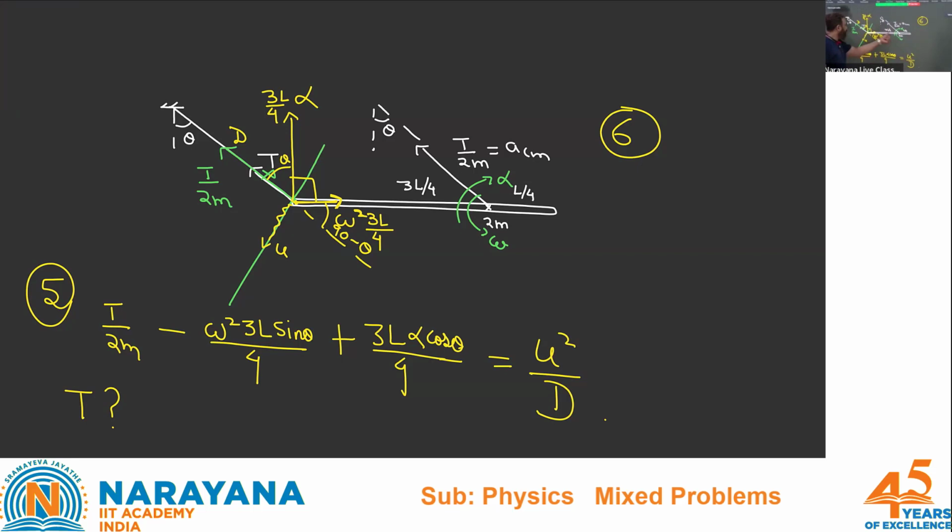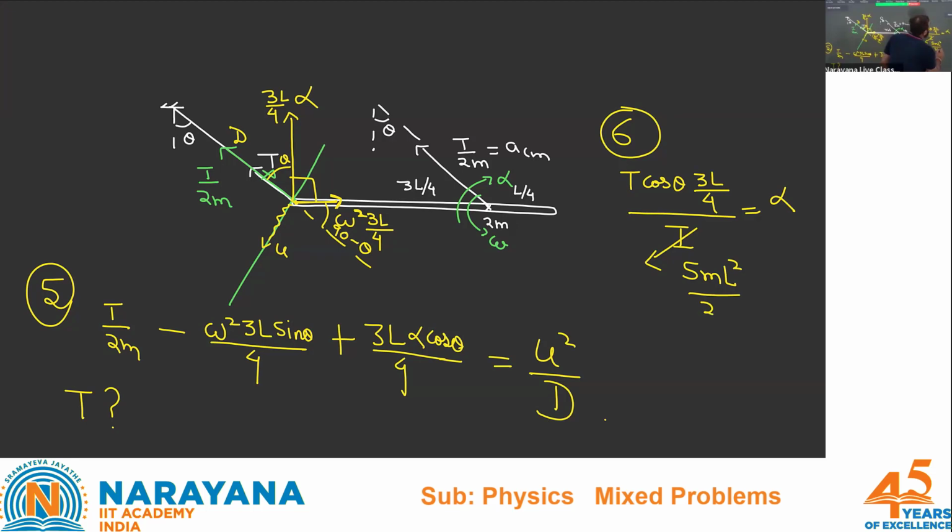And for alpha, directly I will write the torque equation about center of mass. Who will provide the torque? T. So T cos theta into lever arm 3L by 4 upon moment of inertia I, that should be equal to alpha. I think you calculated this. I, which was 5 mL square by 24. This was I about the center of mass. So you use alpha in terms of T here. Now omega and u are already known from the previous page. Substitute everything, you'll get your answer for T.